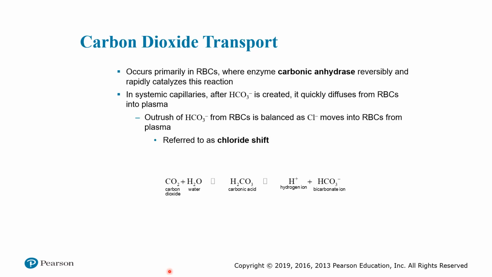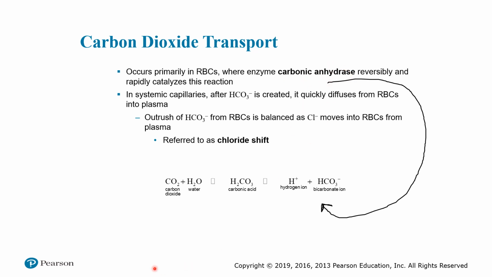This conversion of carbon dioxide into bicarbonate happens very slowly in the plasma, but it happens with great speed in the RBC. So why? Because RBCs have a special enzyme known as carbonic anhydrase. This carbonic anhydrase reversibly catalyzes this reaction. Please notice the word reversibly. Reversibly means it can go in either direction, and the same enzyme is used.